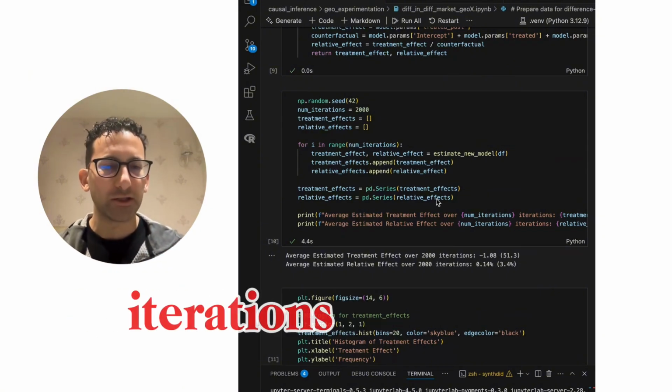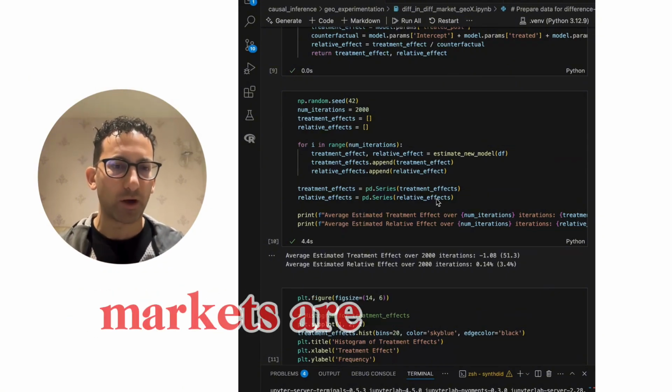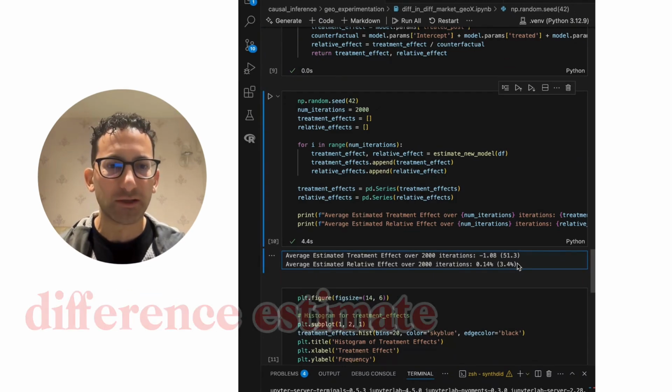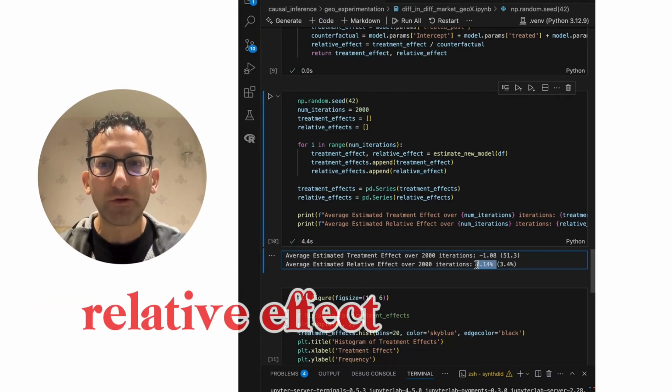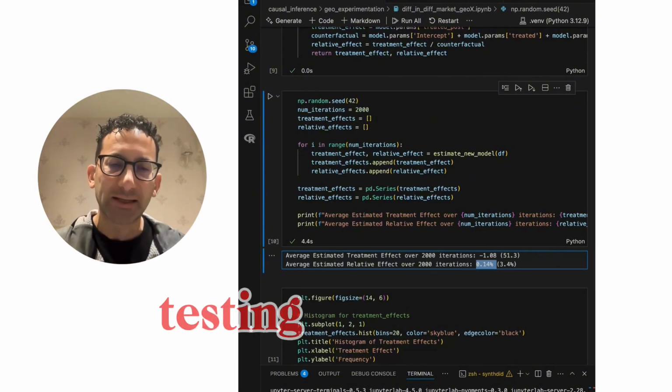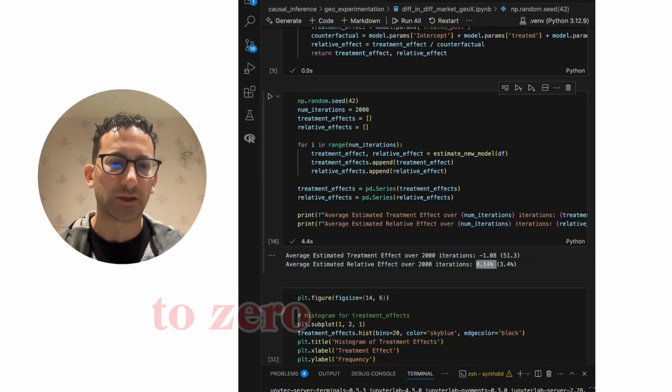2,000 different iterations. I randomize which of these 40 markets are going to be treatment and control, and look at what the typical difference in difference estimate is. It's a relative effect of just 0.14%. Again, this is AA testing, so we're looking for something that is close to zero.